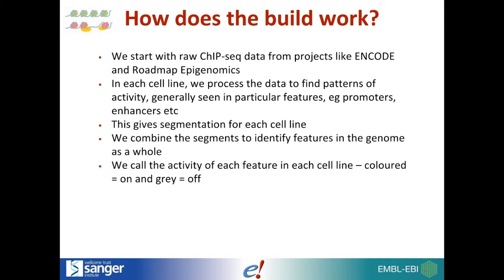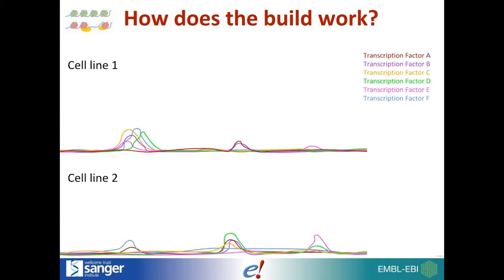We then combine the segments for each cell line and say for the genome as a whole, what kind of features are there? Are there promoters? Are there enhancers? Are there insulators? And then for each feature in each cell line, we call the activity. We say, is it on or is it off? So let's have a look at how that works. We have cell lines which have transcription factor binding data. We call peaks for each of these.